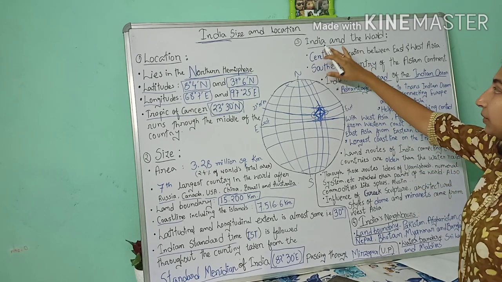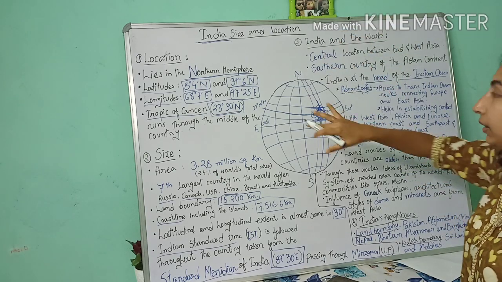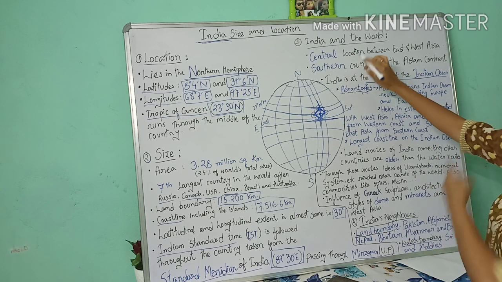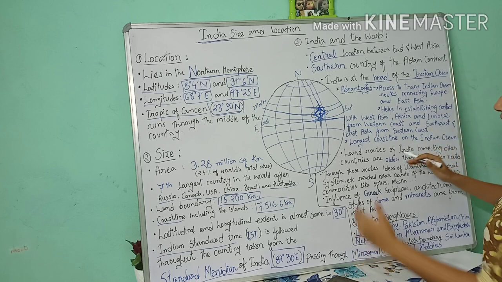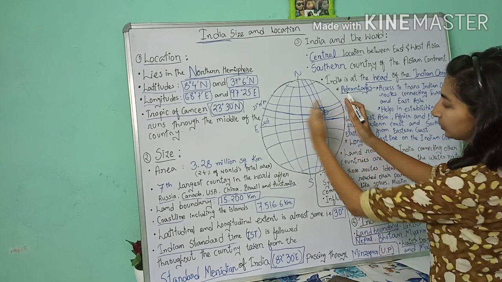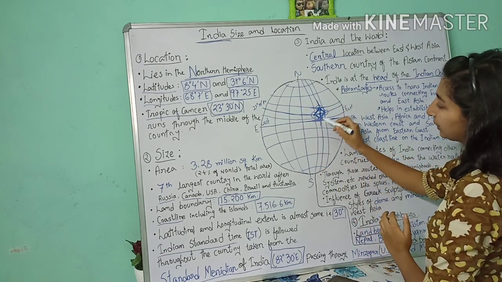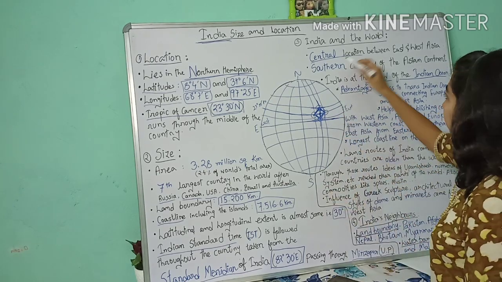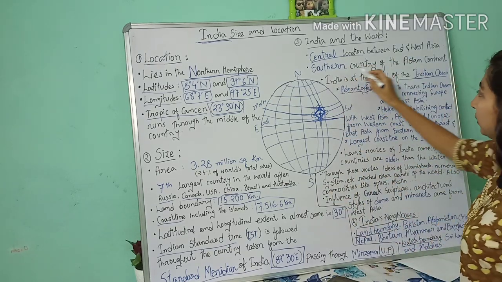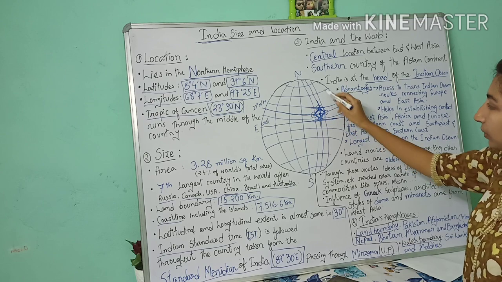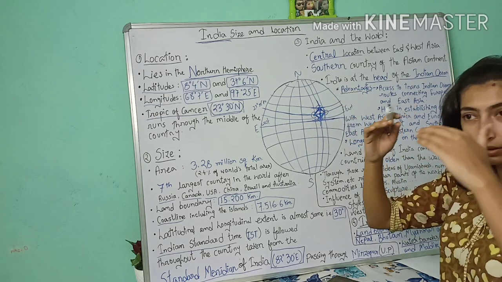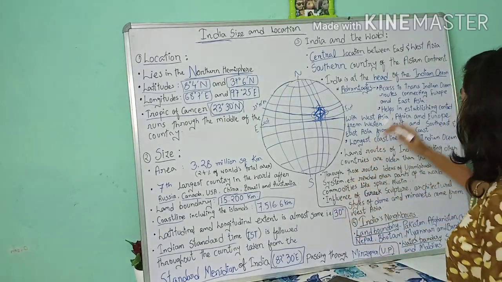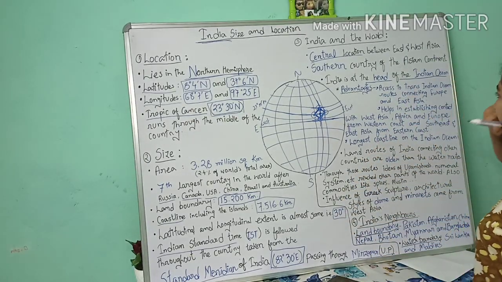Then the next topic is India and the world. India and the world, as in what? So India's location is a central location between East and West Asia. So this is East Asia, this is West Asia, and India is somewhere in between. Okay, central location, and it's a southern country of the Asian continent. Asia is a huge continent, many countries are there. India is in the southern part of Asia. That is one thing to be remembered.